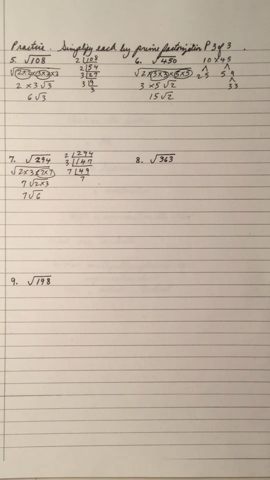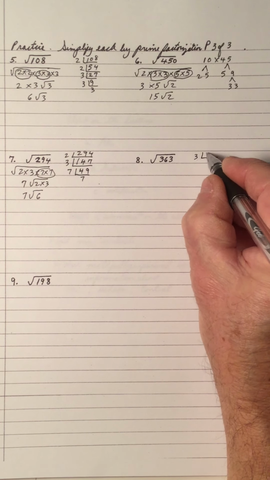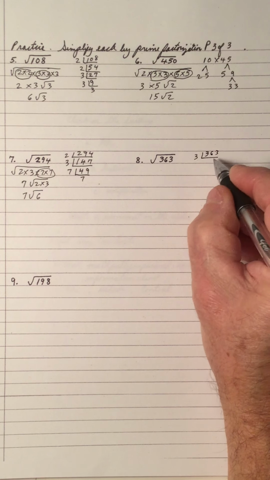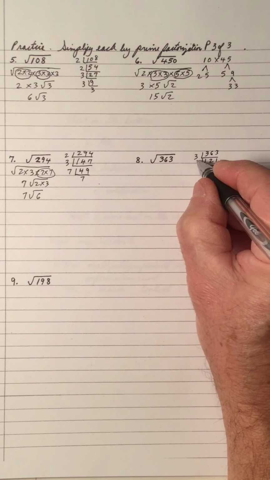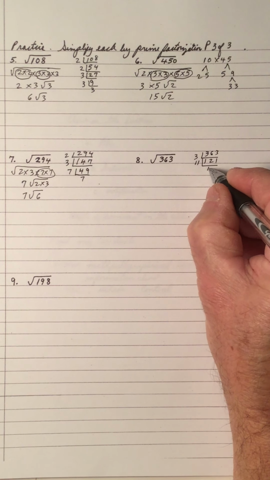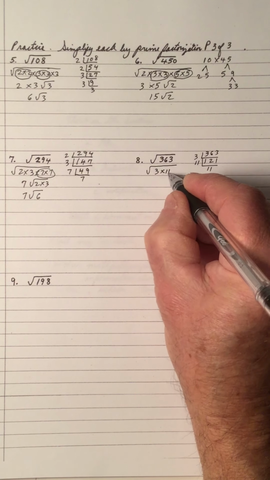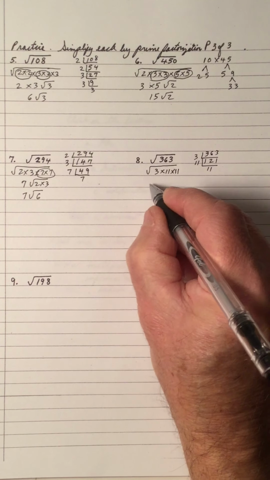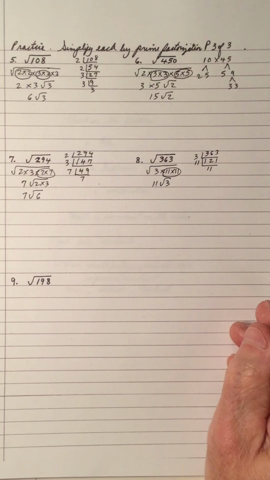let's see. I see a 3 in 363, so let's divide by 3. 363 gives 121. And 121 is 11 times 11. So 363 is 3 times 11 times 11. So there's two 11s, so take 11 out and a 3 left.